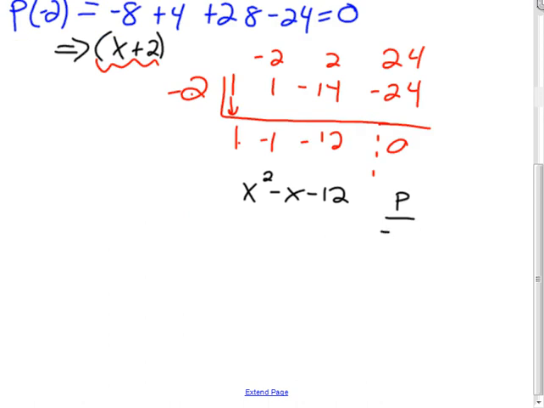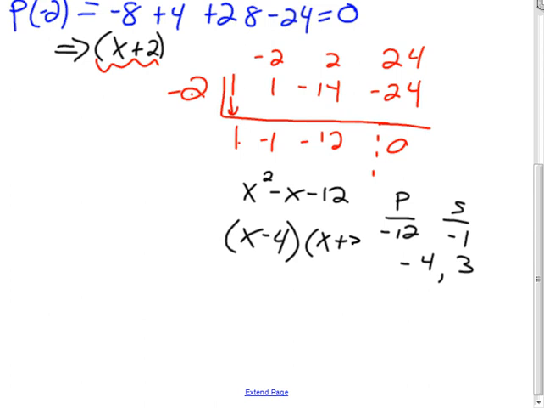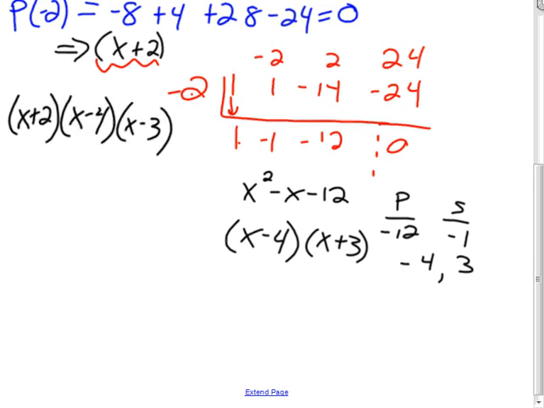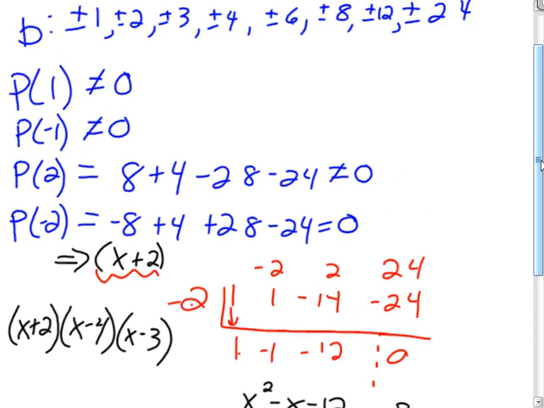Product is negative 12. Sum is negative 1. Two numbers at work, negative 4, positive 3. So therefore, shortcut, leading coefficient's 1. That's part of the reason we could do the factor theorem. So x minus 4, x plus 3. Going back up here, my factors therefore are x plus 2, x minus 4, and x minus 3. If I would have kept going to find more zeros, 4 would have given me a 0, and 3 would have given me a 0.